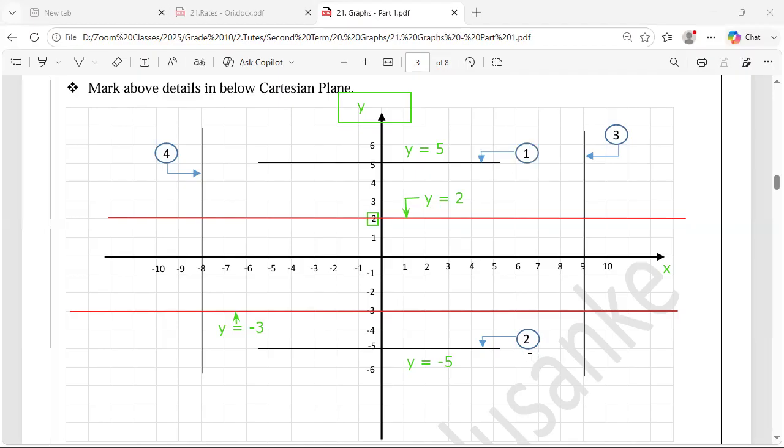Very easy. Then finally, they ask me, are they parallel to x-axis? Yes or no? Yes. Line number 1, line number 2, y equals 2, y equals 3, y equals -3. All of them are parallel. I'm not going to scroll the page, but you can write. So the answer is yes.